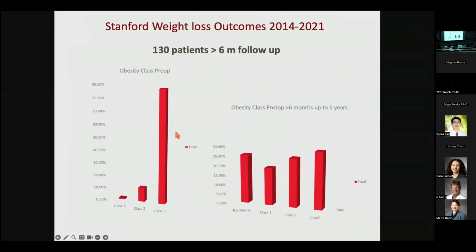And when you look at our outcomes, these are our patients before surgery, and you can see most of them have class 3 obesity, so a BMI of 140% of the 95th percentile. And after between 6 months and 5 years follow-up, what we find is that there's still a significant number who still have severe obesity, about 50%. And then there's 50% who have no obesity or class 1 obesity.